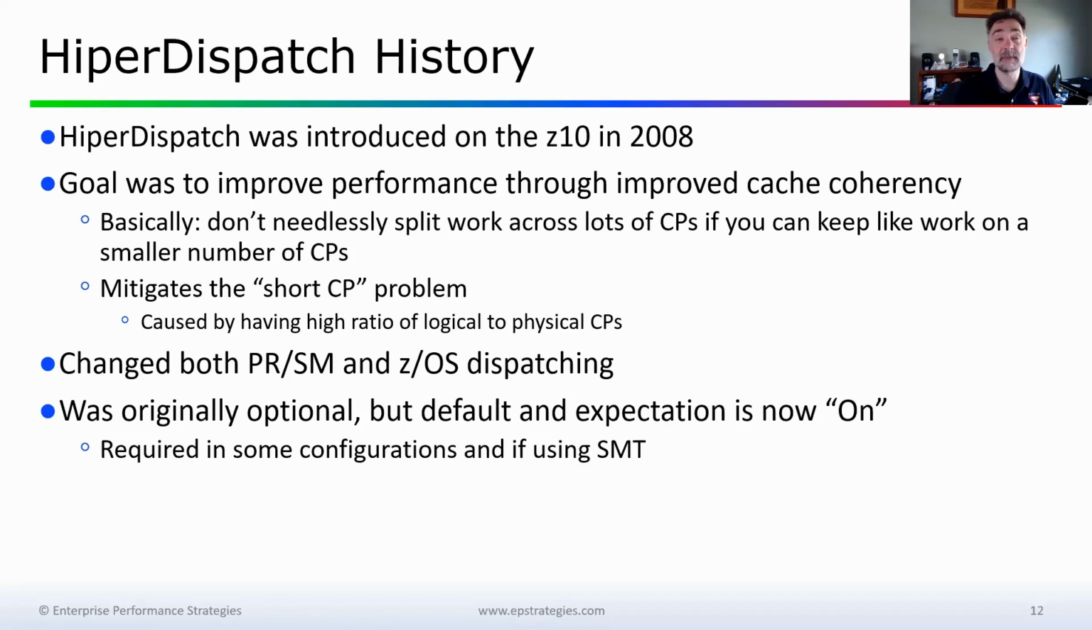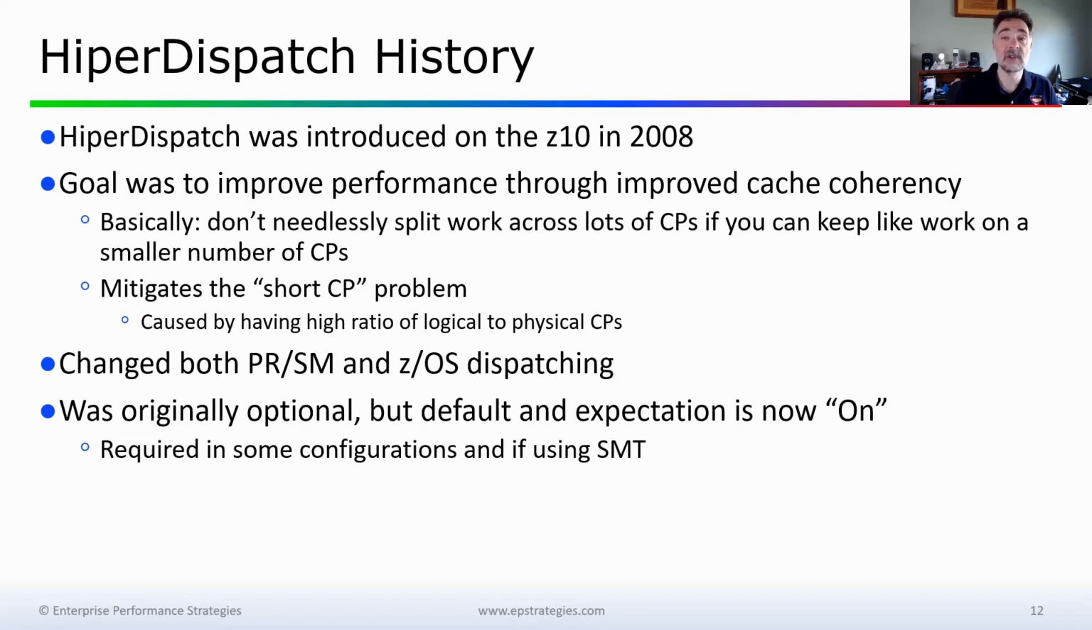So part of the idea here was to mitigate what we used to call the short CP problem. The short CP problem was caused by having a high ratio of logical to physicals. We don't talk about the logical to physical ratio anymore, but at one point in time, that was a big discussion. You know, what's your logical to physical ratio? And you should keep it ideally below 2, certainly below 3, and all that sort of stuff. It's less of a problem or less of a discussion today, but the same concepts still absolutely apply, even with HiperDispatch. And again, HiperDispatch mitigates a lot of those. So while we need to understand them, HiperDispatch takes care of a lot of it for us.